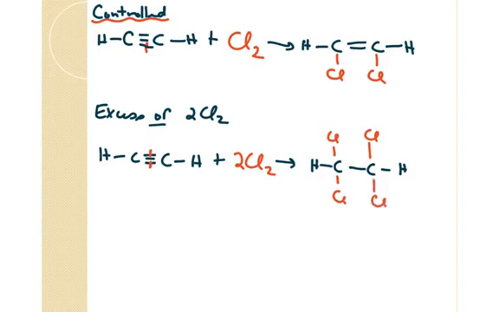So here, you're adding 2 times Cl2, so you have 4 Cls. So when you break open the top bond, you have a place for 2 Cls. You break open the bottom bond, and you have a place for 2 Cls.